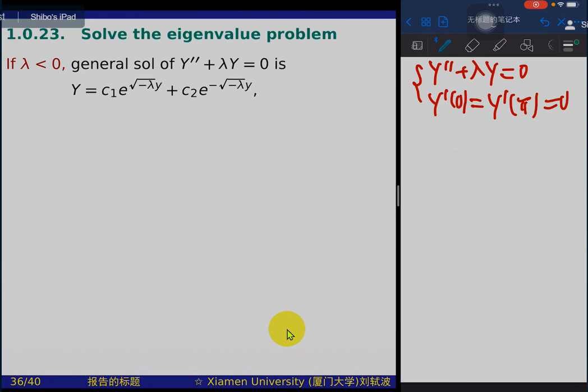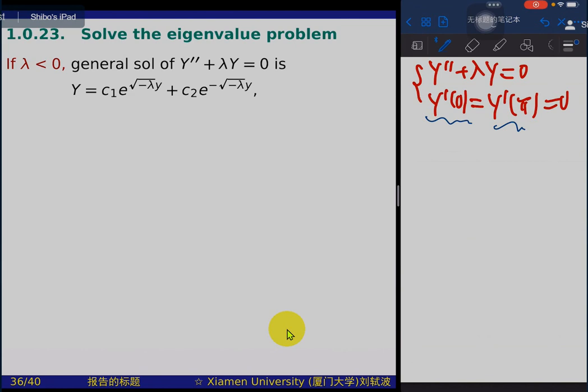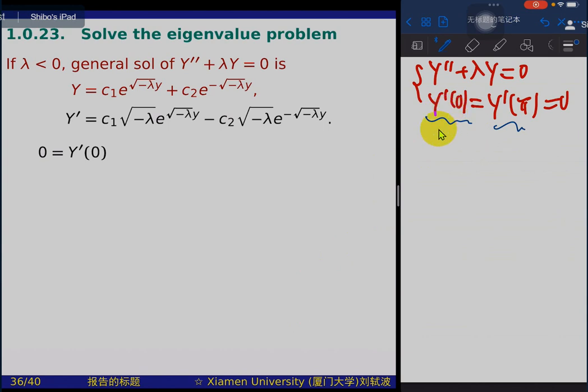Now, because our condition is on y prime, we need to compute y prime. So y prime is also a linear combination of exponentials of square root of minus lambda times y. That is y prime. Now, applying our boundary condition that y prime 0 is 0, when small y equals 0, y prime is just C1 square root of minus lambda minus C2 square root of minus lambda. Okay, sorry, that is y prime 0.